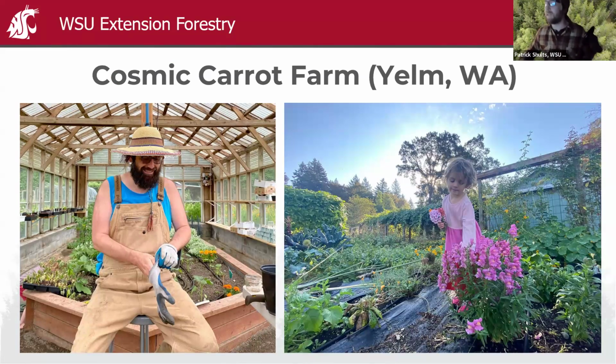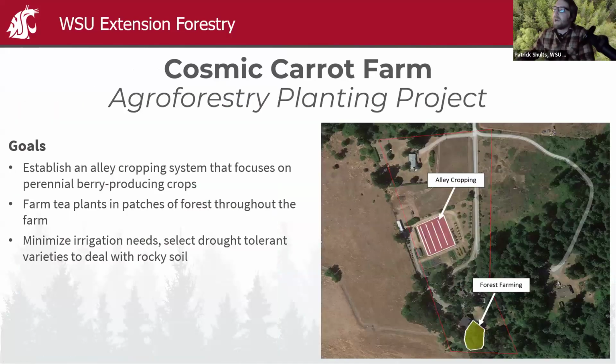All right, moving forward for the sake of time. This weekend on Saturday, also in Yelm, we're going to be doing a planting with Cosmic Carrot Farm. Here on the left, we have Warren. Warren's the farmer at Cosmic Carrot. Also been a pleasure to work with. Very excited to be getting these trees in the ground this weekend. Here we're going to be doing an alley cropping system and forest farming. So we're touching on 4 of the 5 different practices with this project, which is really great. And that was just by happenstance. That wasn't planned that way.